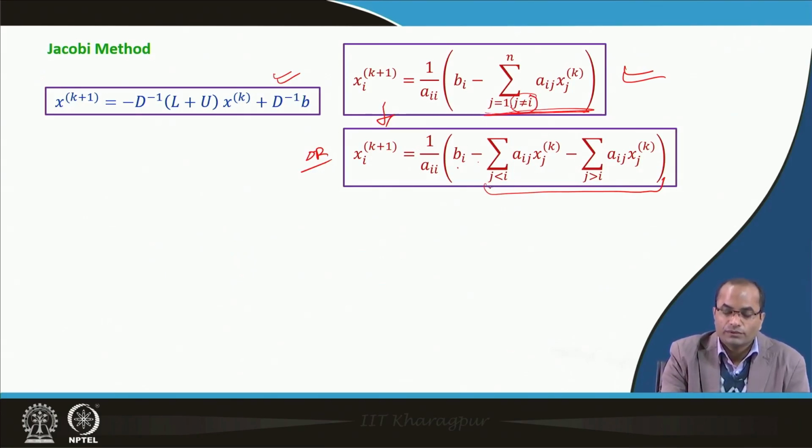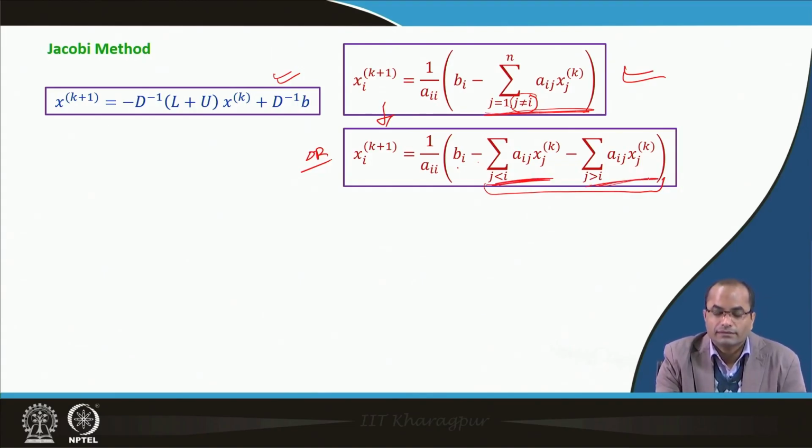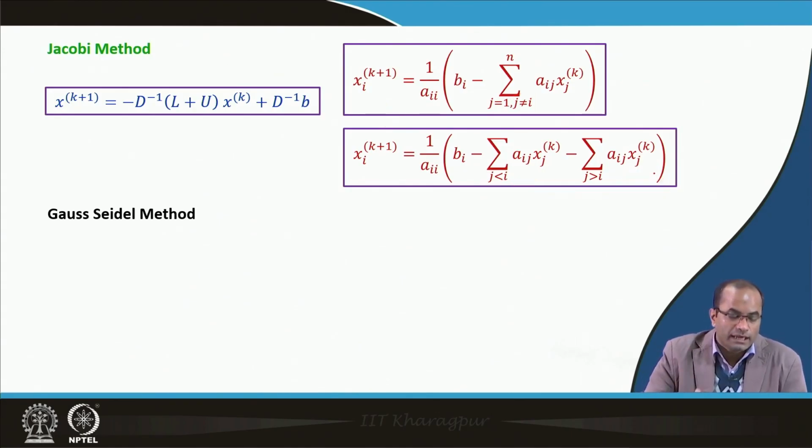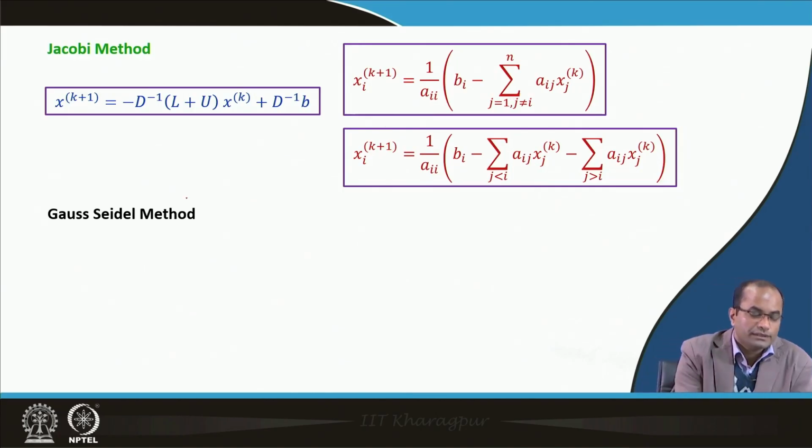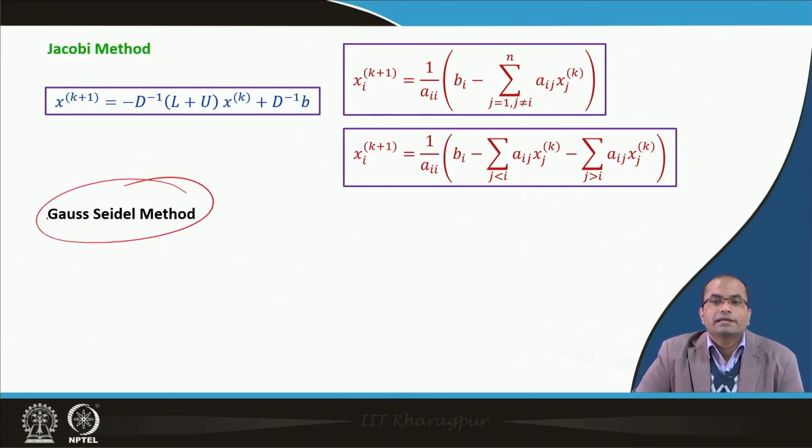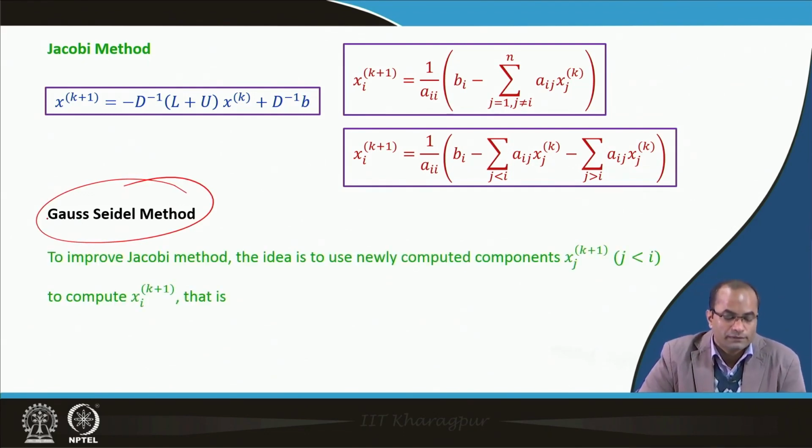So, basically the sum is up to j less than i, and then the sum is for j greater than i. So, this we can also rewrite in this form, and this is exactly the point. Now, we can derive another method, the Gauss-Seidel method, which is usually supposed to be a better approximation than the Jacobi method. What do we do in the Gauss-Seidel method?